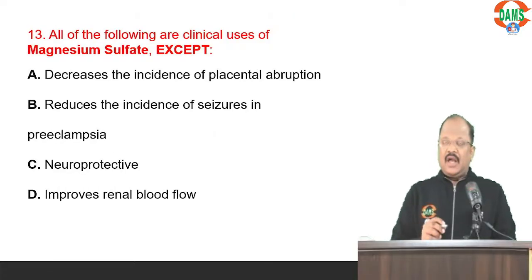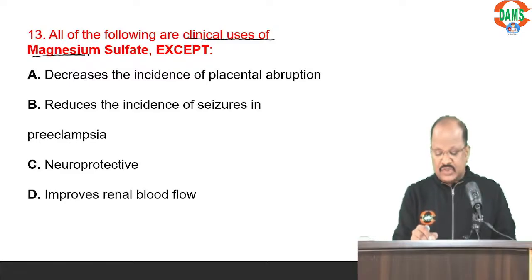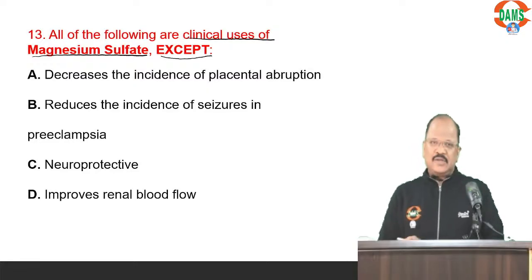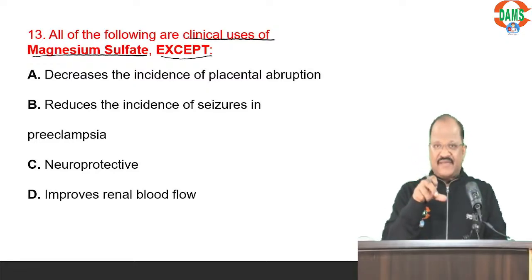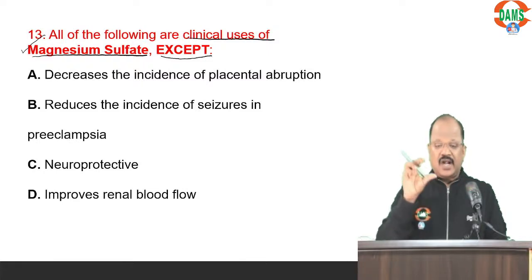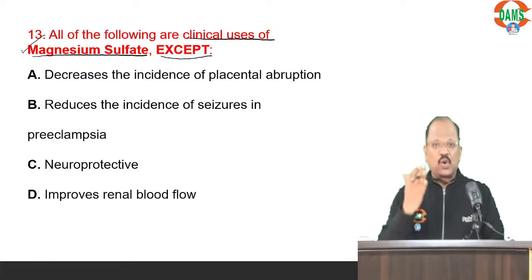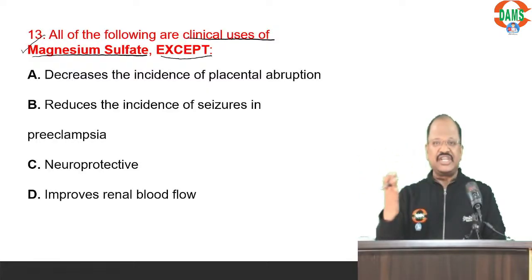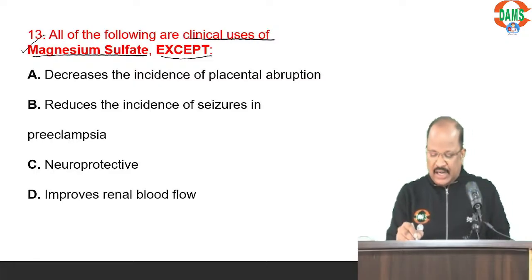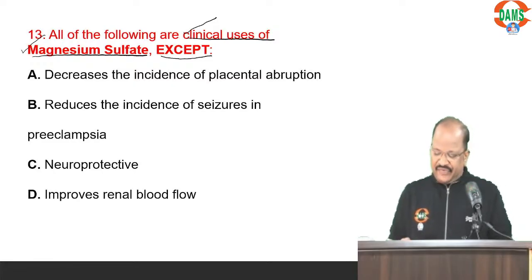Next: all of the following are clinical uses of MgSO4 except. I think it's a single response question. Look at MgSO4. We discussed this in our class as one of the miscellaneous drugs. At that time, we told the extra points: role in asthma, role in obstetrics, role in GIT, like that. So now they are asking about the role in CNS. All are clinical uses of MgSO4 except: reduces incidence of seizure?